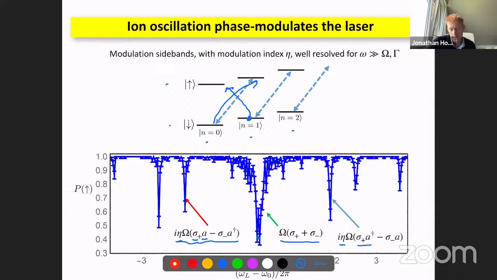Okay, so as I say, this is phase modulation essentially of the laser that produces these sidebands. And by picking the frequency of the laser, we can pick out different Hamiltonians. This allows us then to manipulate the motion of the ion, because some of these Hamiltonians have motional operators in them.